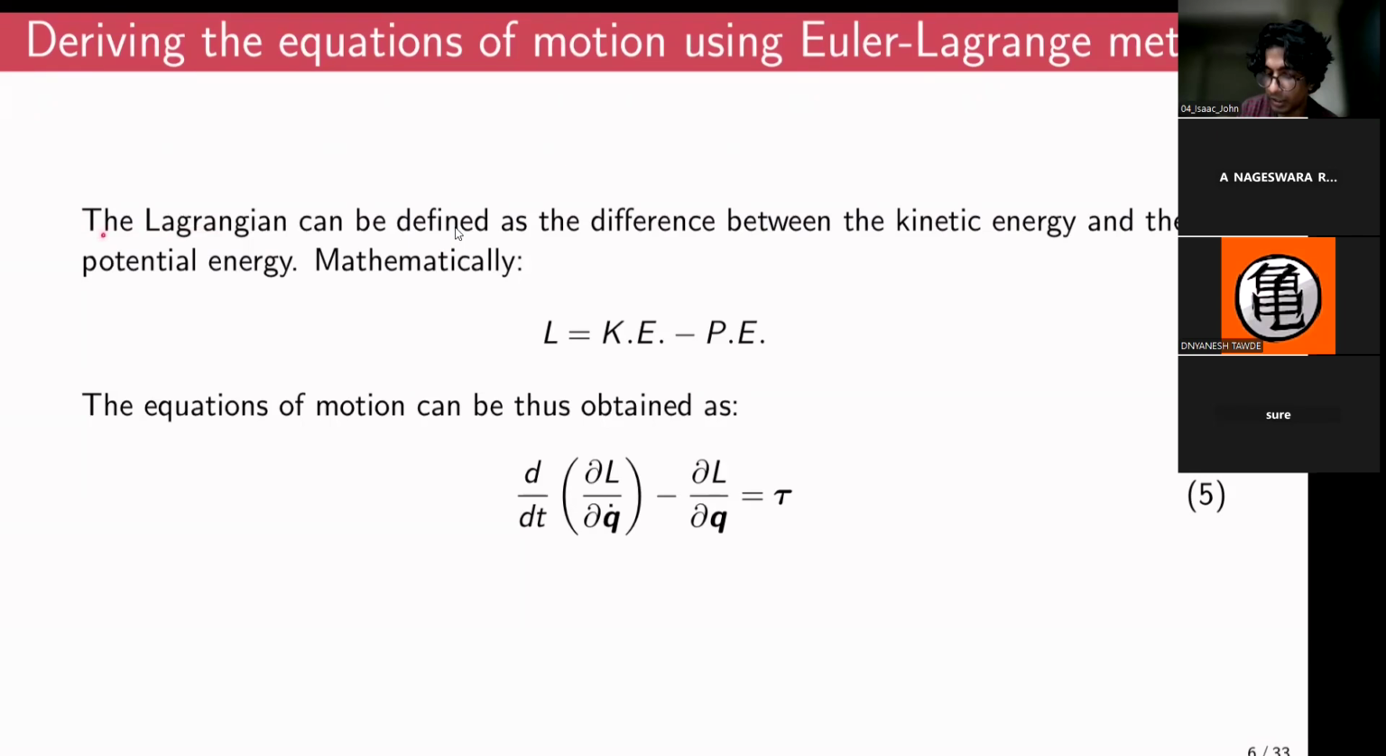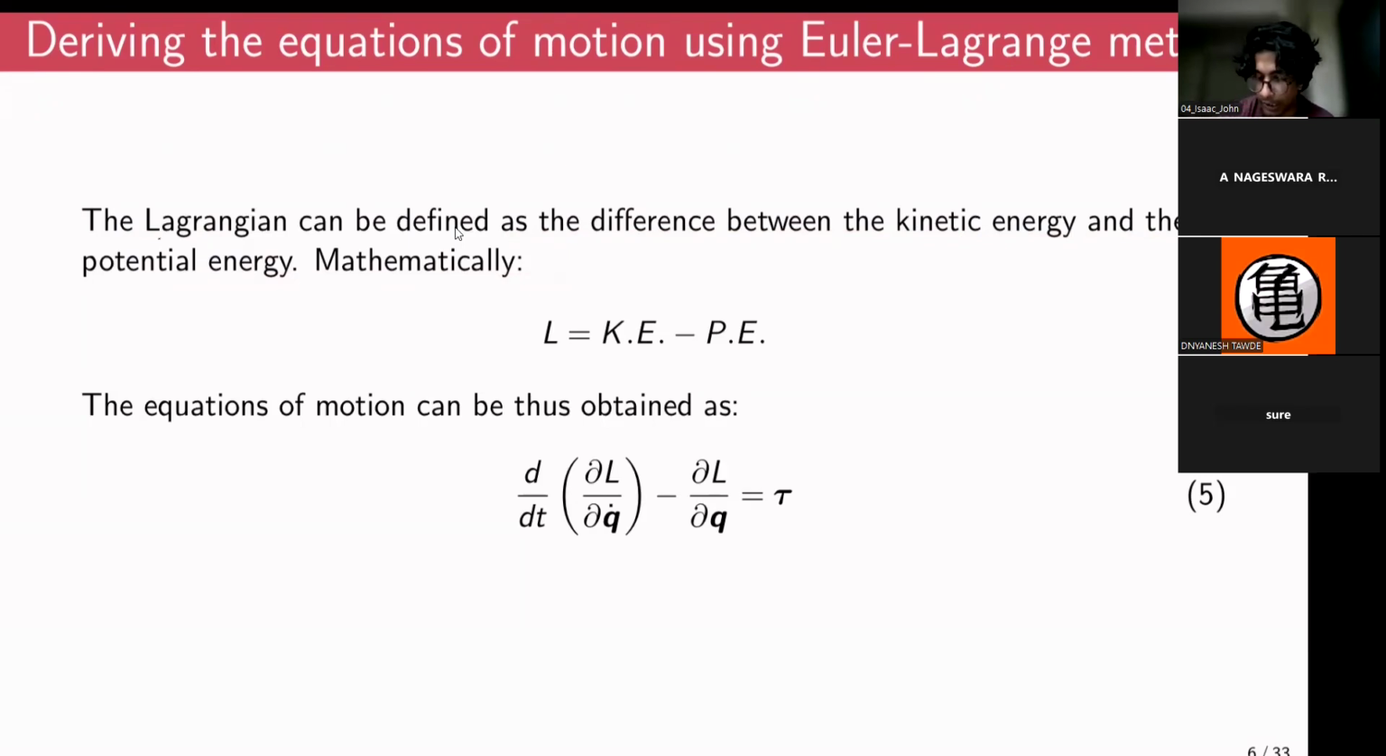Basically, the scalar quantity Lagrangian can be defined as the difference between kinetic energy and potential energy. If you have a rigid body under observation, you can always associate the kinetic energy and potential energy of the rigid body with respect to its current positions and velocities.